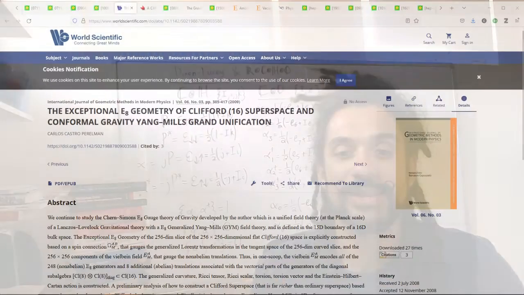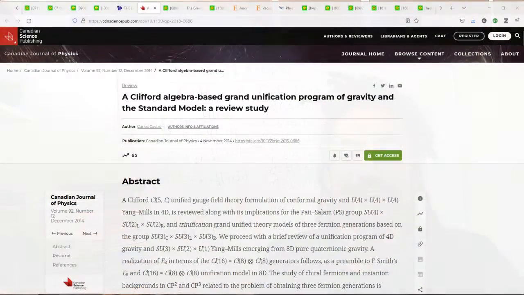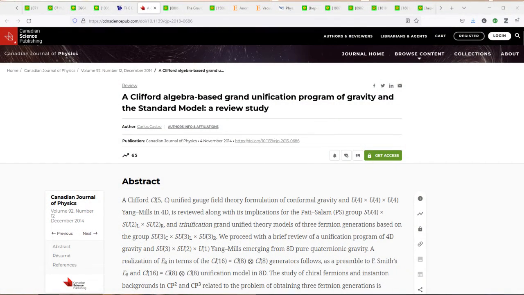Carlos Castro Perelman also discussed various aspects of E8, including a theory based on the octic invariant, which is a mysterious mathematical object unique to E8. He discussed E8 in relation to a 15-dimensional superspace and has been a pioneer of Clifford relativity, which relates to the work of Tony Smith.